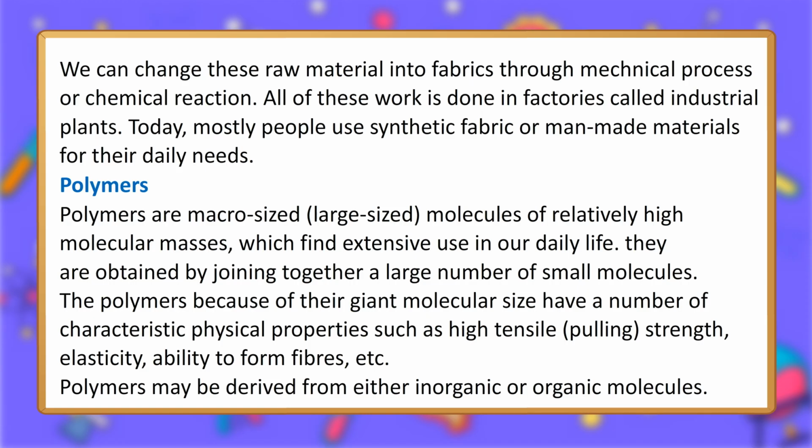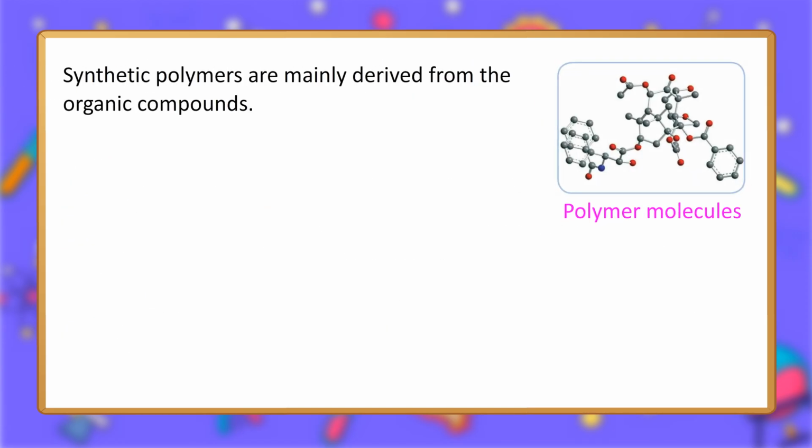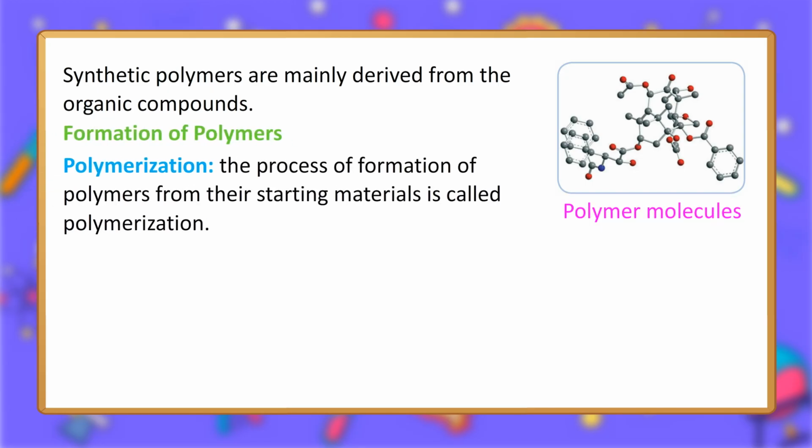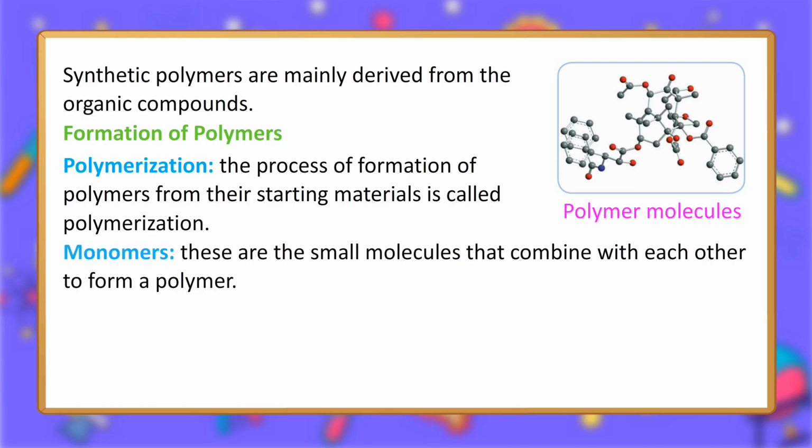Polymers may be derived from either inorganic or organic molecules. Synthetic polymers are mainly derived from organic compounds. Polymer molecules. Formation of polymers. Polymerization. The process of formation of polymers from their starting materials is called polymerization. Monomers. These are the small molecules that combine with each other to form a polymer.